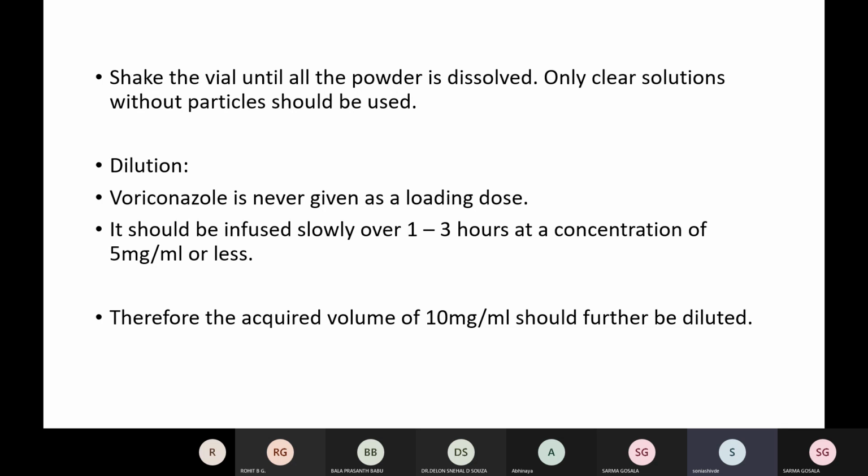So shake the vial upside down slowly until all the powder is dissolved. Only clear solutions without any particulate matter should be used. If any particulate matter is visualized, it should be discarded.